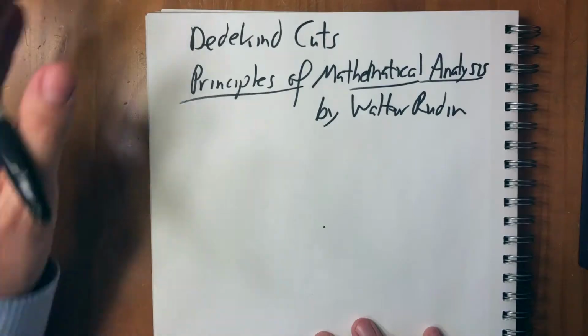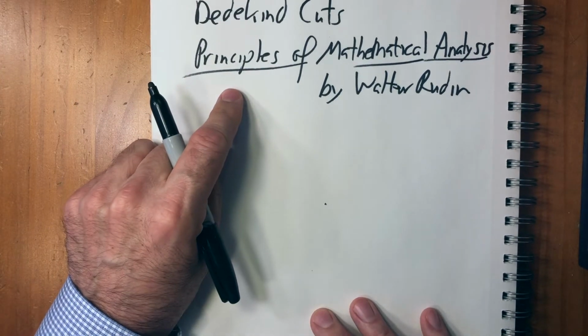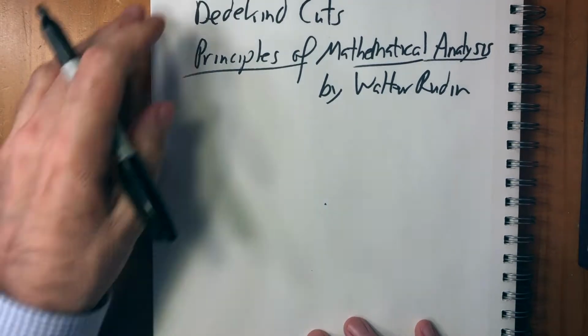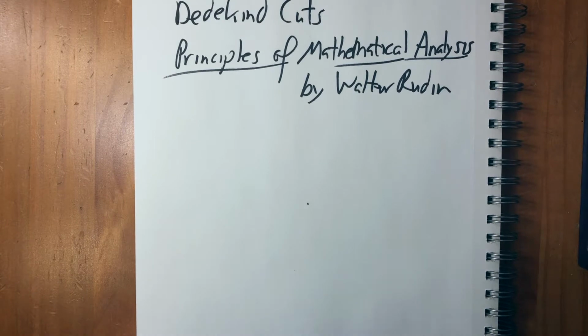I say Dedekind. Some folks call it a sling blade. I call it a Kaiser blade. Cuts.